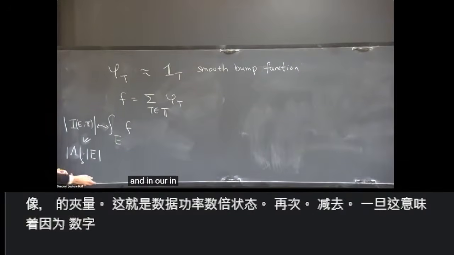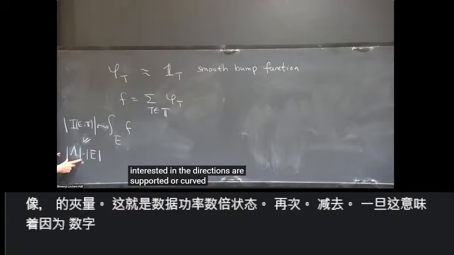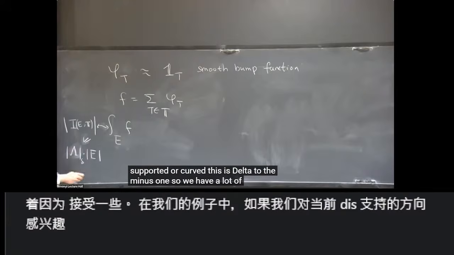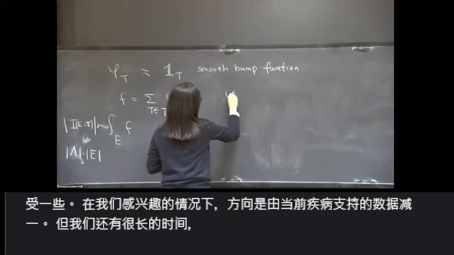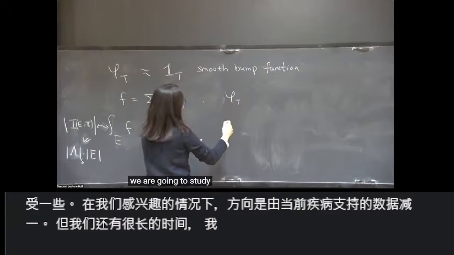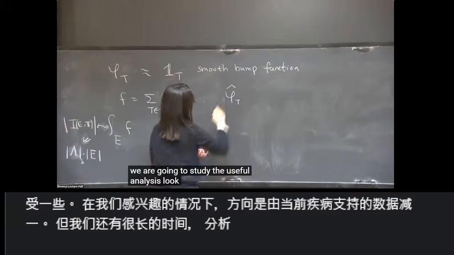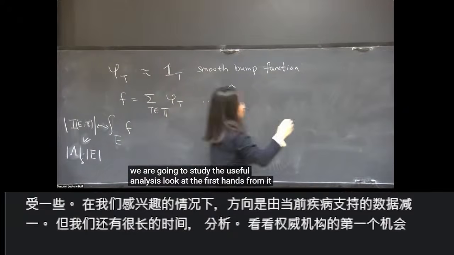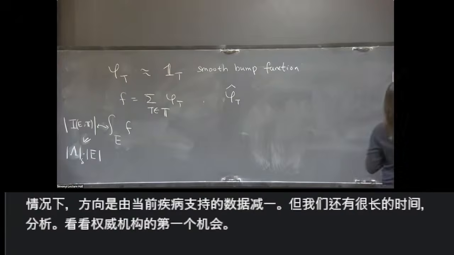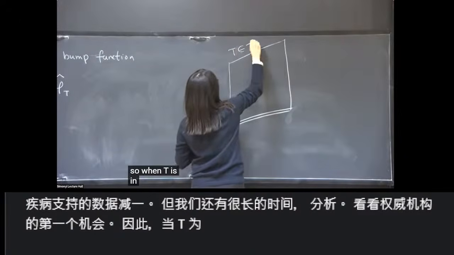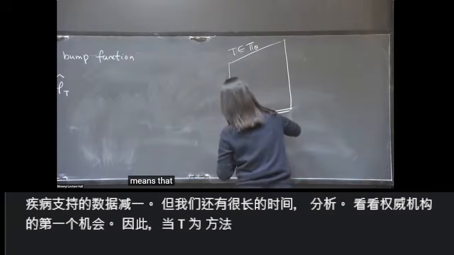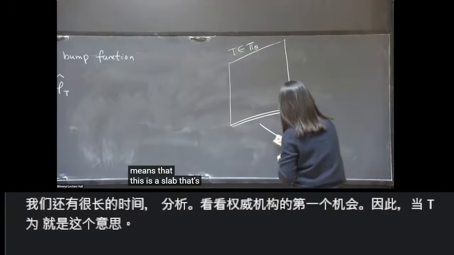And in the case that we are interested in, the directions are supported on a curve. This is delta to the -1. So we have a lower bound, and I said that we are going to use Fourier analysis. So look at the Fourier transform of phi t. When t is in the family T theta, this is a slab that's normal to direction theta.